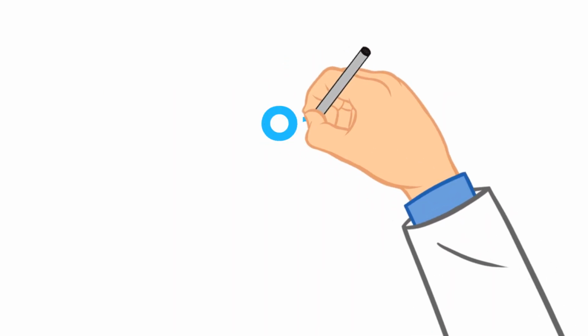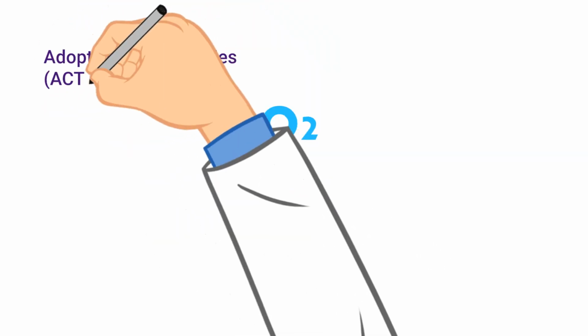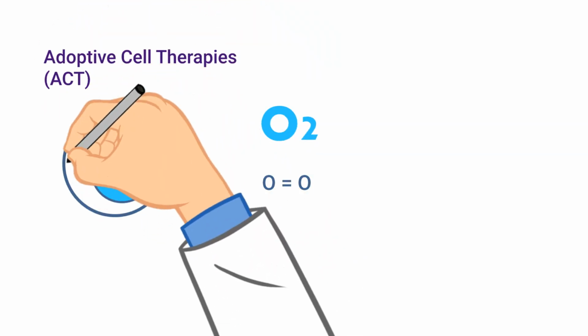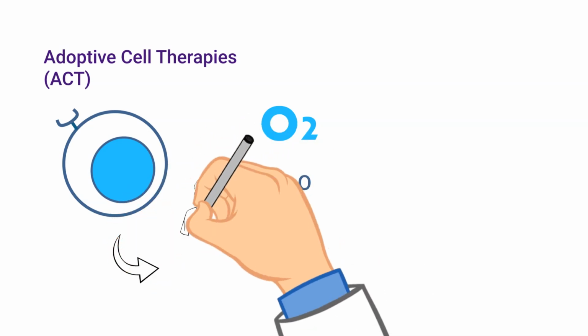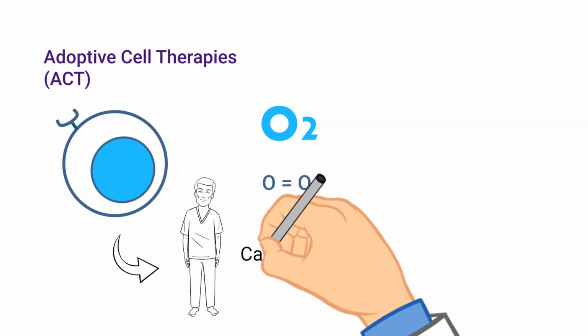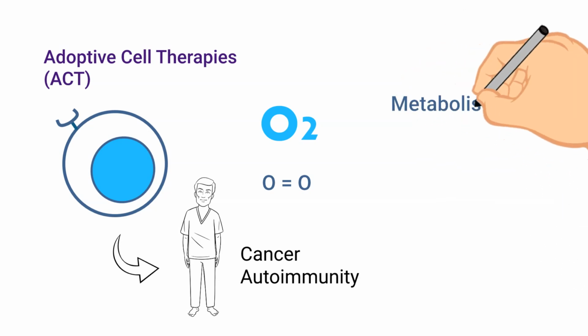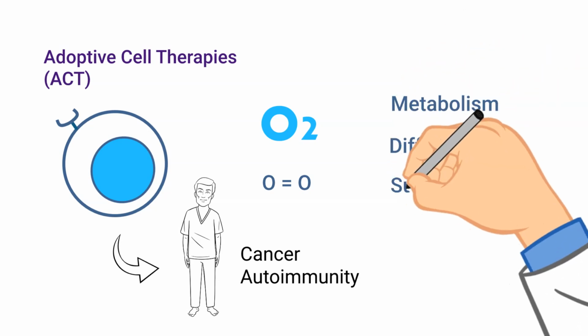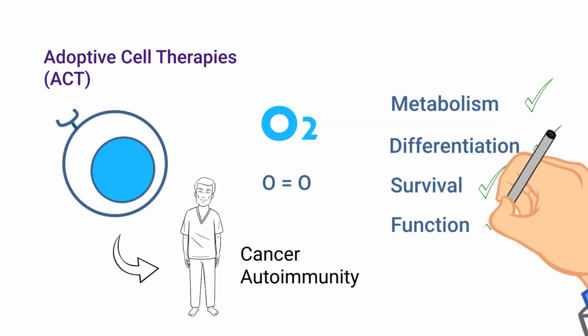Oxygen levels play a critical role in the generation and efficacy of adoptive cell therapies, ACT, a form of immunotherapy that involves engineering and infusing immune cells, such as T cells, into patients to combat diseases like cancer and autoimmunity. The significance of oxygen levels in this process can be understood through its impact on cell metabolism, differentiation, survival, and function, all of which are essential for the success of ACT.